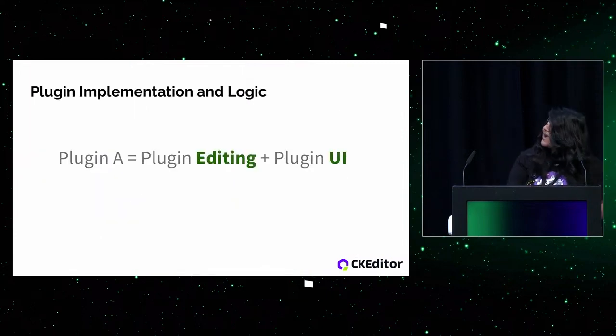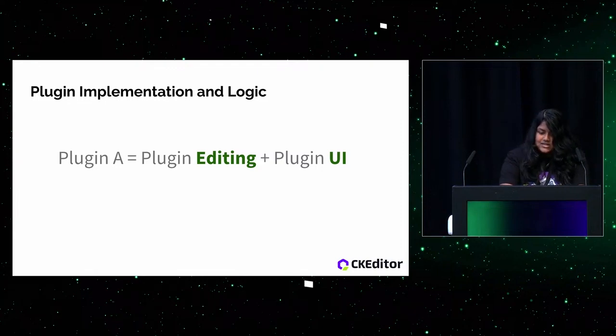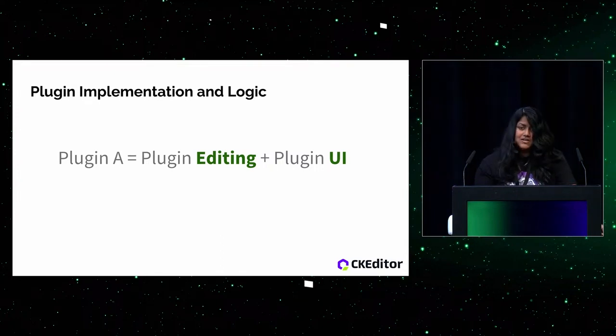And let's head back to what I was talking about with plugin implementation and logic. As I said, there's an editing layer and there's a UI layer. We talked about how the UI works, and let's talk about how the editing works. This part is what happens behind the scenes with the UI elements. So it includes everything from processing text, transformation, managing the data model, and even implementing core functionalities like bold.